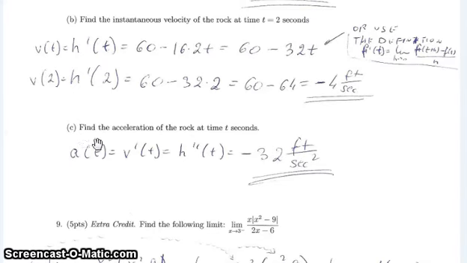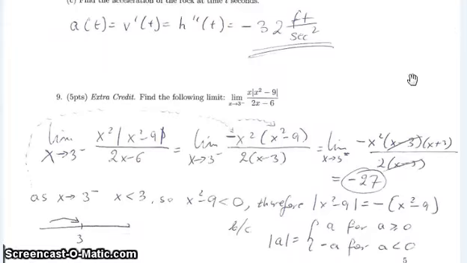And the last part, find the acceleration of the rock at time t seconds. So the acceleration is the derivative of the velocity, which is technically the second derivative of height, so you just take your velocity function and find the derivative of it, which is negative 32 feet per second squared. And that's the acceleration at time t seconds. Even if it was at some given time, let's say 2 seconds, you have no way of replacing t with 2, so you just leave it as negative 32.